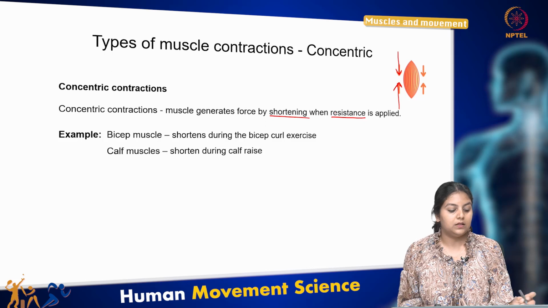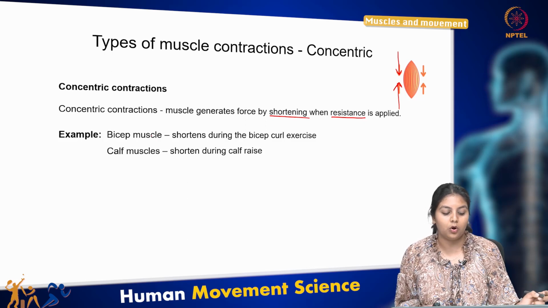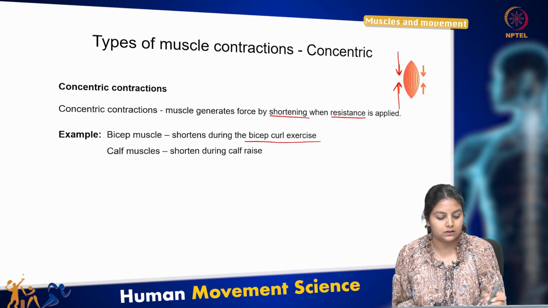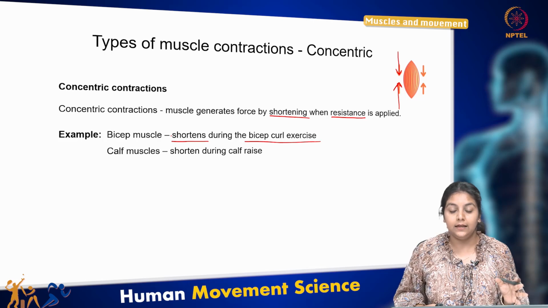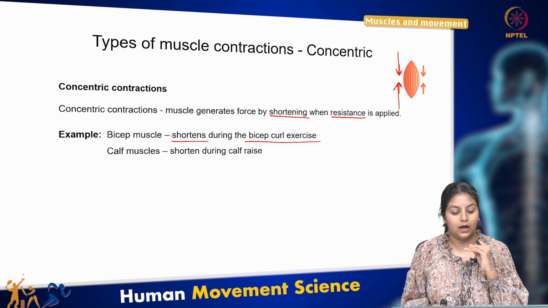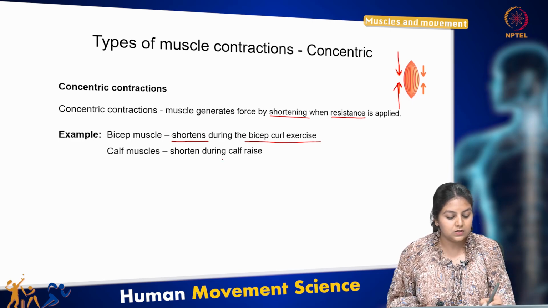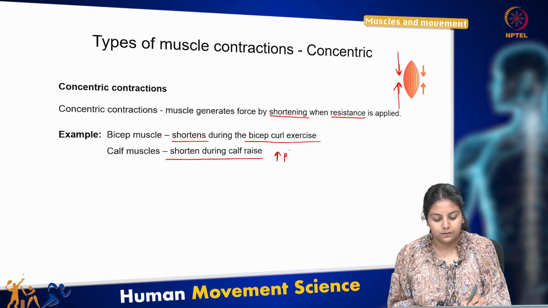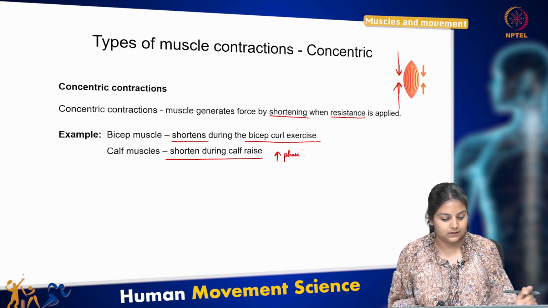So for example, the same bicep muscle that we saw earlier shortens during the bicep curl exercise. So it shortens as it is concentrically contracting. When you're doing a calf raise, when you're raising your heel up, the calf muscles shorten. So during a calf raise, they shorten during the up phase of the exercise.